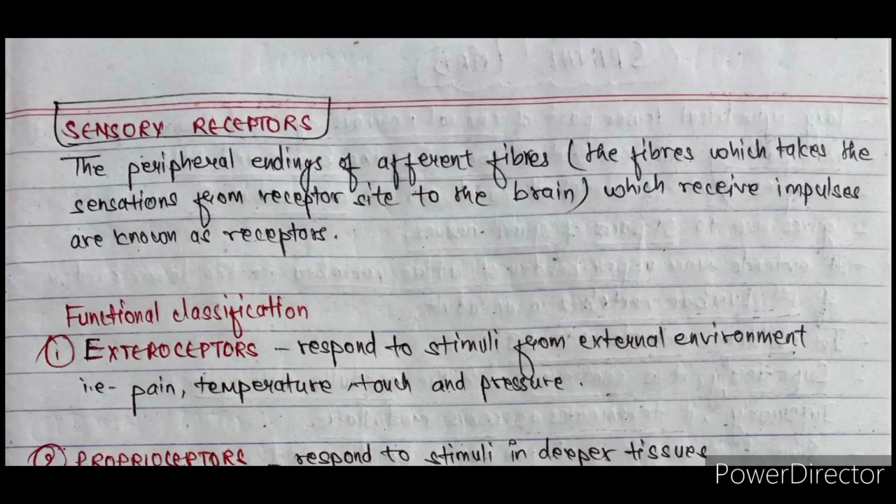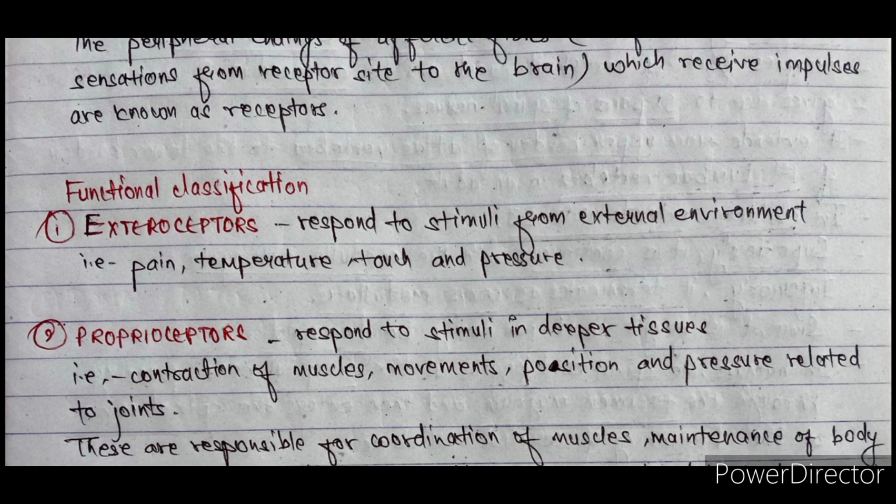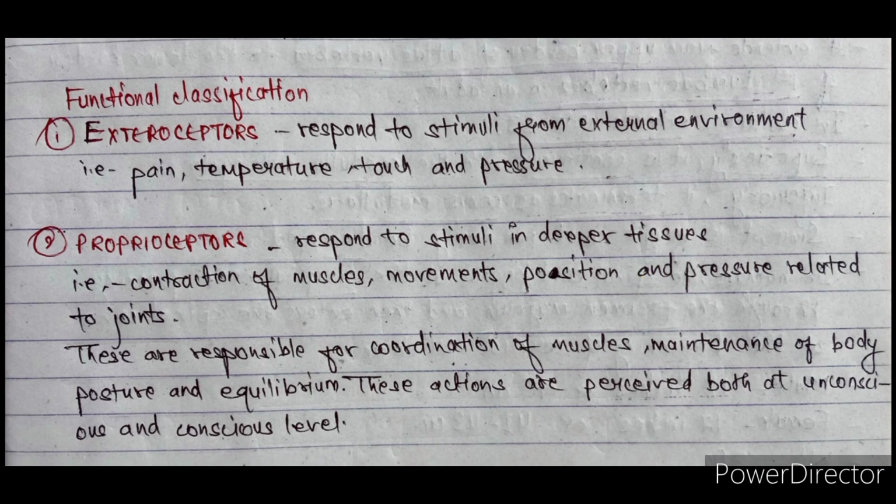Now let's start with another topic known as sensory receptors. These are the peripheral endings of afferent fibers. What are afferent fibers? They are the fibers which take the sensations from the receptor site to the brain. So the sensory receptors are the peripheral endings of the afferent fibers which receive impulses and are known as receptors. The functional classification of sensory receptors is as follows.